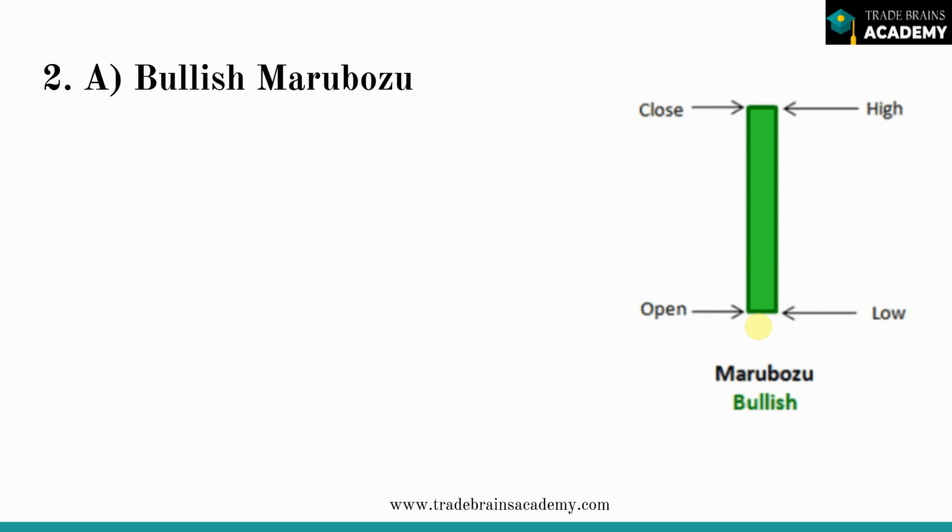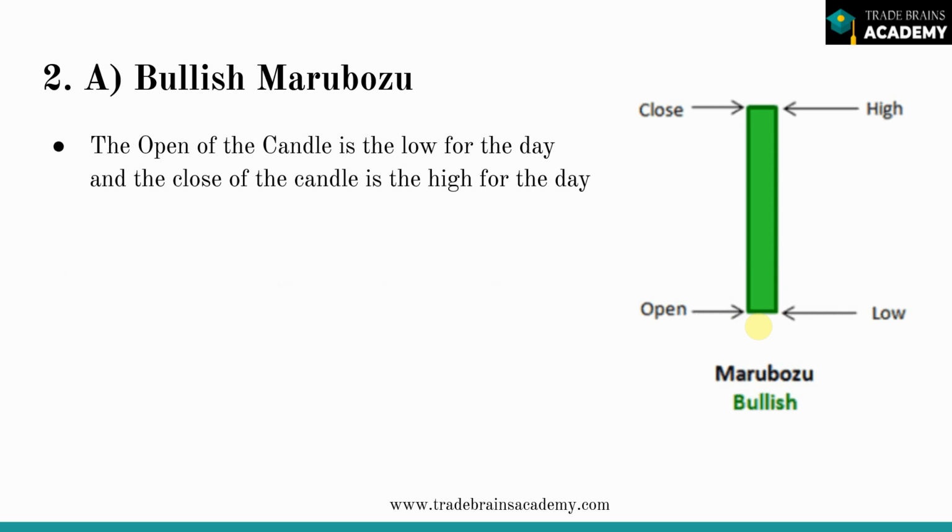Now let us understand what exactly a bullish Marubozu is. In the bullish Marubozu, the open of the candle is the low of the candle, and the close of the candle is also the high of the candle. The open is equal to the low, and the close is equal to the high. There are no wicks in this candle. Basically, there is no shadow formation in this kind of candle. The whole candle itself is a body formation.